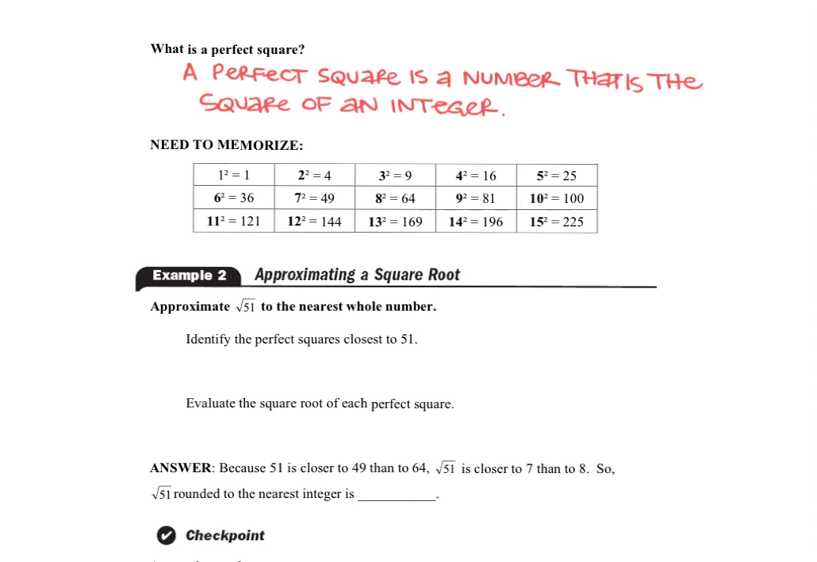All right, so go ahead and pause the video for a second to get down this definition: a perfect square is a number that is the square of an integer. Down below, you see a chart that says "need to memorize."